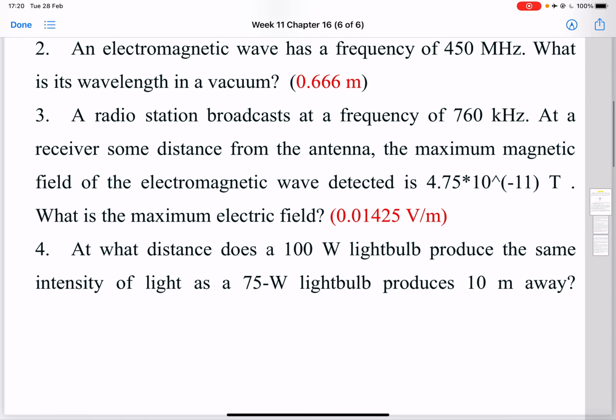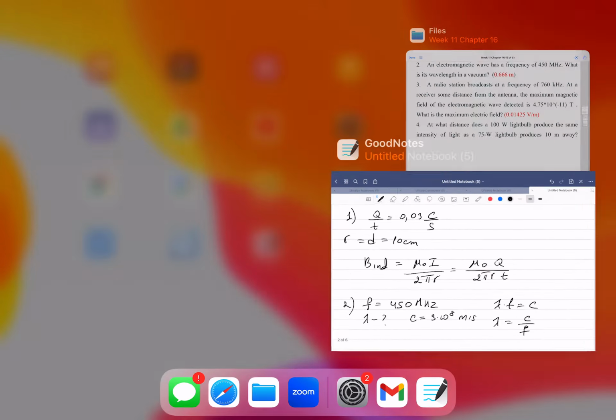Okay, third problem. What is given? In the third problem we have frequency. Maximum magnetic field is given. What is the maximum electric field?